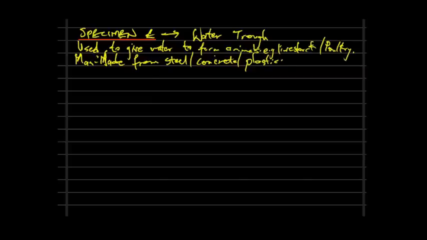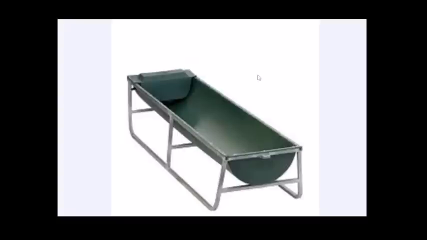So this is an example of the specimen we're talking about. You can see this is an example of a water trough. The water will be found in this container in the middle here. So it gives the animals access to actually having a drink of water.